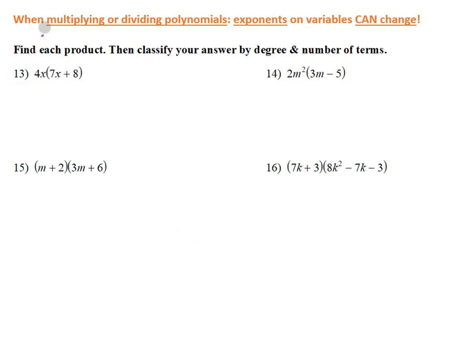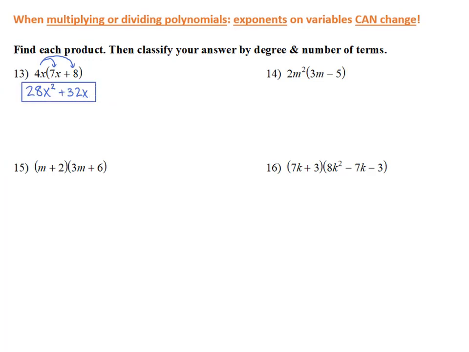Okay, so let's find our product here. So we multiply 4x times 7x. We're going to do the 4 times 7, which is 28, and x times x, which is x squared. Then we're going to distribute our 4x to 8. 4 times 8 is 32, and then times just the 1x, right? That's coming over with our 4. So 4x times 8 is 32x.